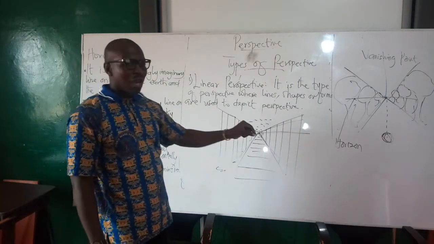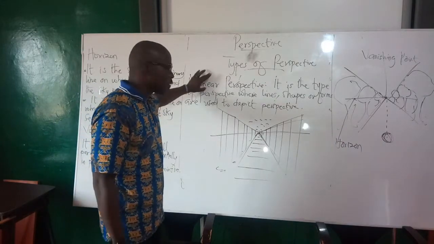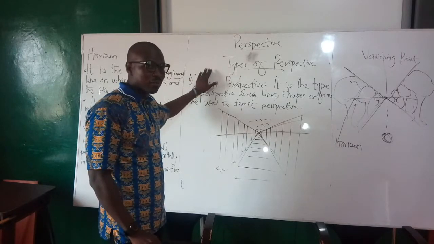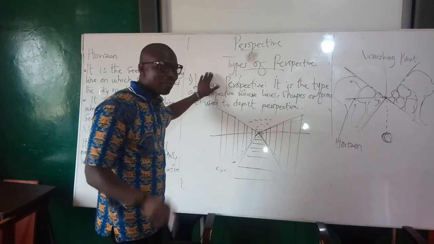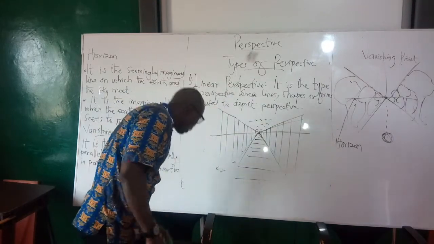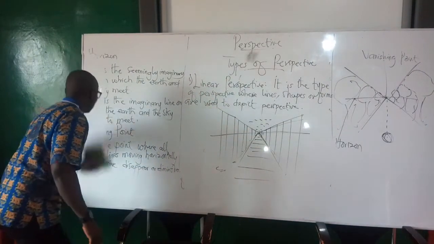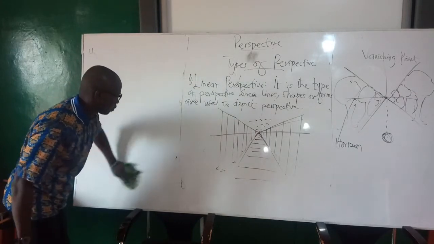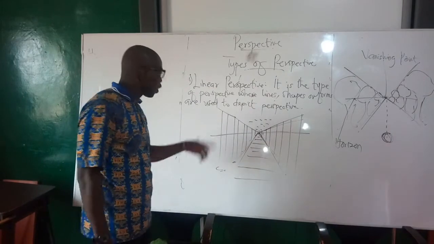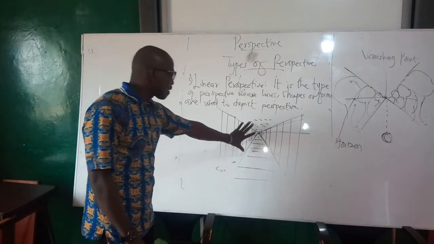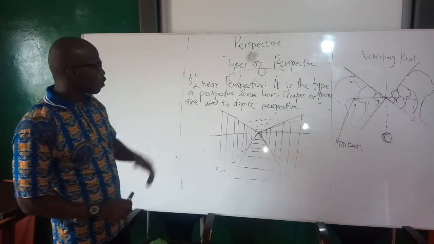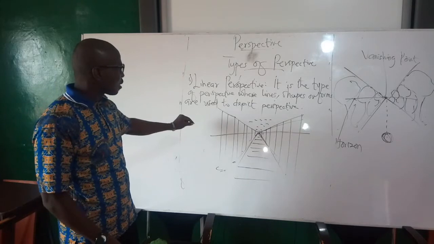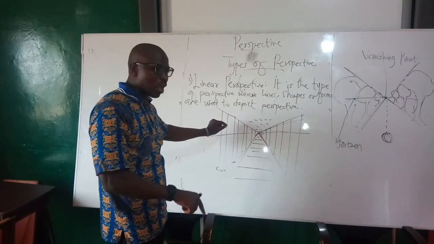Now, one thing that you have to have at the back of your mind is that under linear perspective, there are three subtypes. Namely, okay, so that is that. So this is linear perspective. Now, because of time constraint, we are going to end here, and next time when we meet, we will talk about the three types of linear perspective as well as aerial perspective.